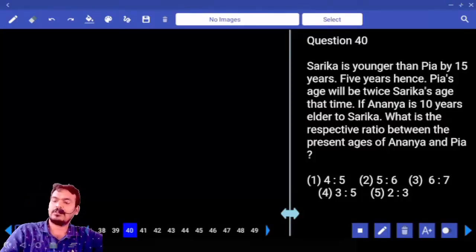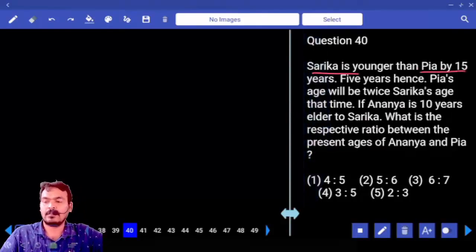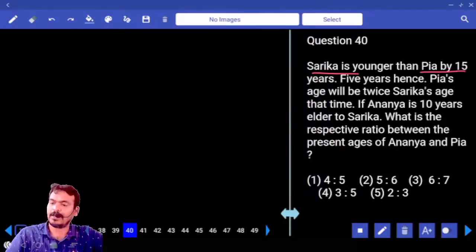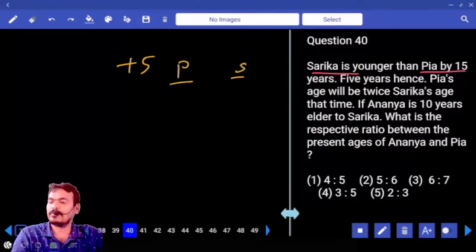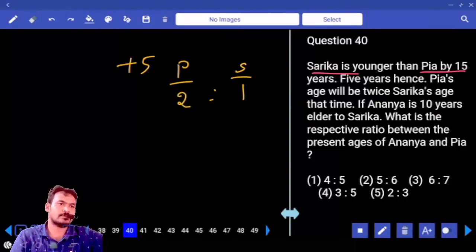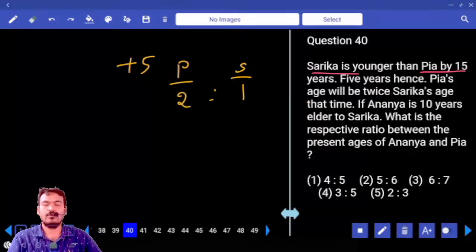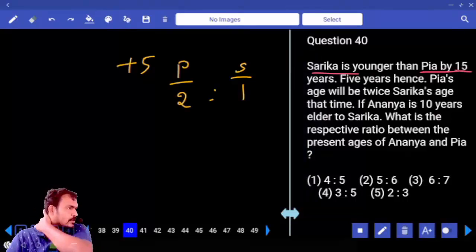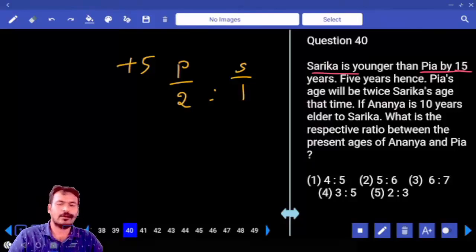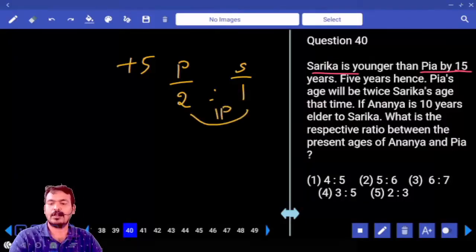Okay. First, what is the difference between Sarika and Pia? 15 years. But after 5 years, Pia will be how many times of Sarika? 2 times. Means Sarika 1 part, Pia 2 parts. How many parts are difference? 1 part. But age wise difference 15 years. 2 persons difference either present, past, future, always same or not? Parts wise how many parts? 1 part. Value wise 15 years or not?